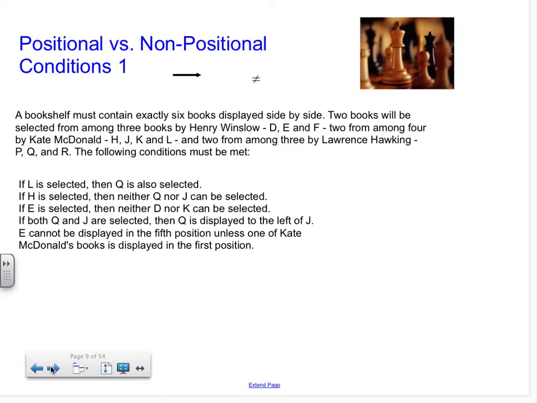Please take a moment to read through positional versus non-positional conditions question 1. Press pause, and when you are ready to continue, press play.